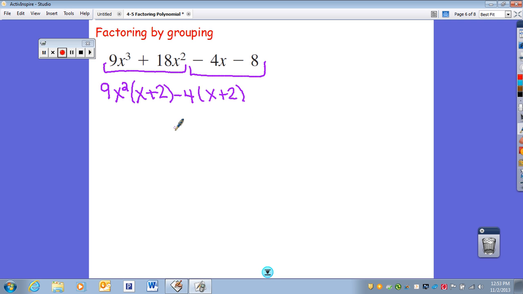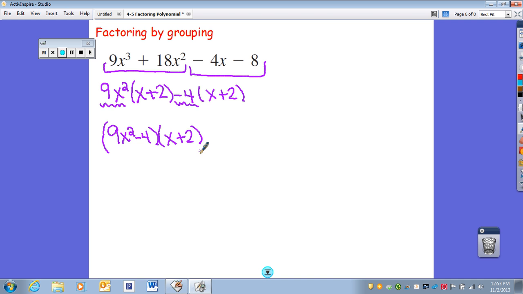Here's the cool part. We are able to take the first and the second monomial factors and put them together to create our first binomial. And then our second binomial, x plus 2, repeats, and that becomes our second factor.